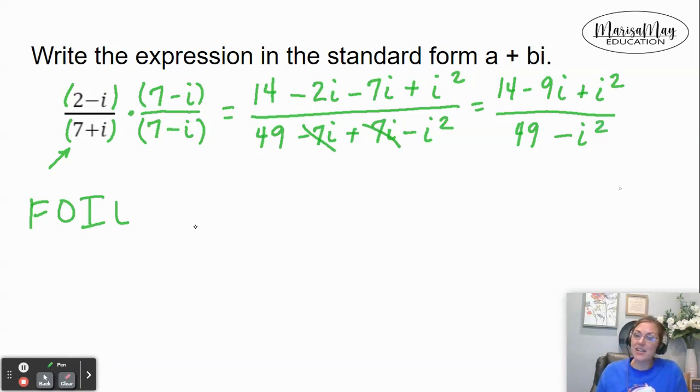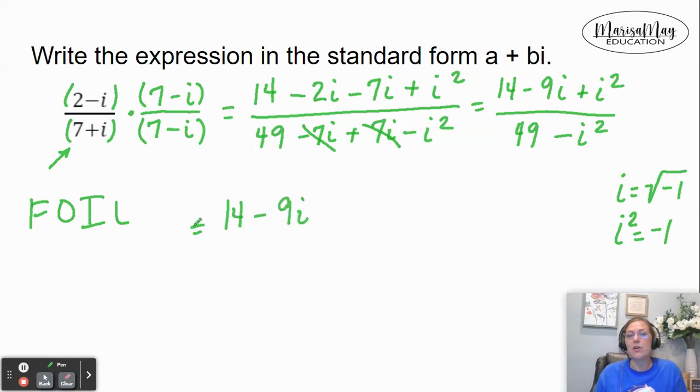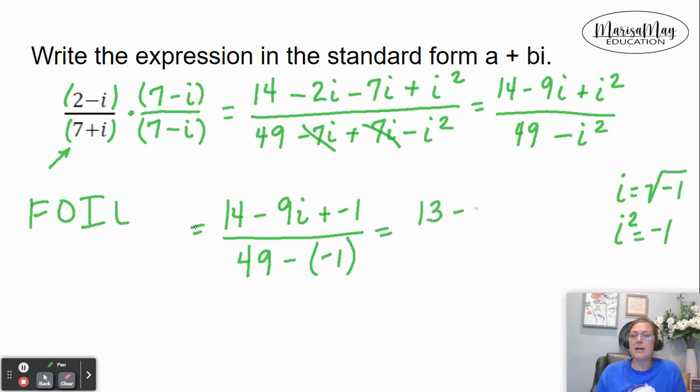Now, the i here stands for the imaginary unit, and that equals the square root of negative 1. So that means that i to the second equals negative 1. And this is the substitution we want to make. So on the top, I'm going to replace i to the second with a negative 1. And I'll do the same on the bottom: 49 minus i squared, or 49 minus negative 1. So now let's simplify. On the top, I've got 13 minus 9i divided by 50, because 49 minus negative 1 would be 50.